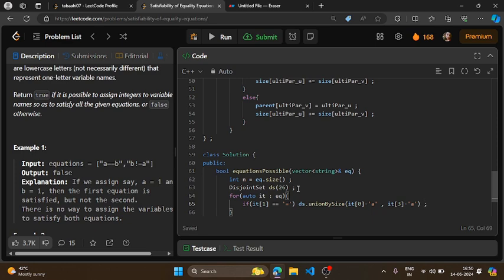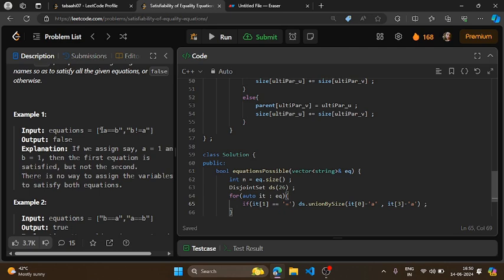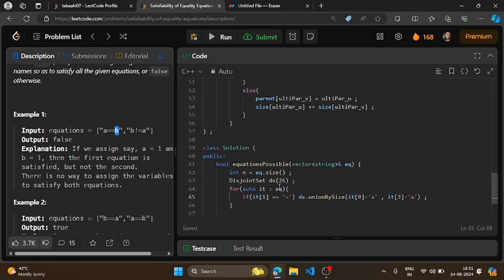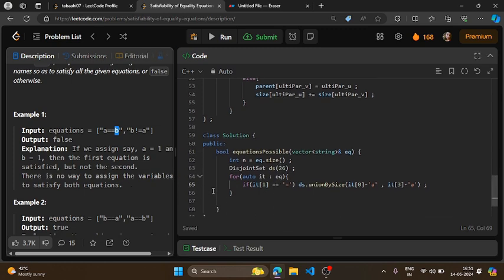So here what I'm doing, I'm simply connecting two nodes which have the characters equal to IT of 0 and equal to IT of 1. As you can see in this equation, let us suppose this is IT of 0 which has A, and this is IT of 3 which has B. So I'm simply making a connection between both the nodes, right? Because they have equal signs, I can connect them. So I'm making the connection if I have an equal sign. So I have built the connection.